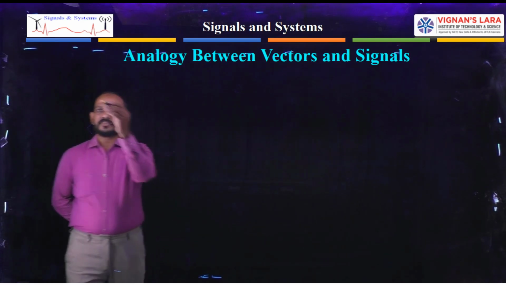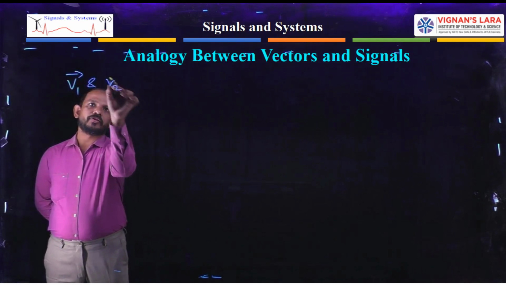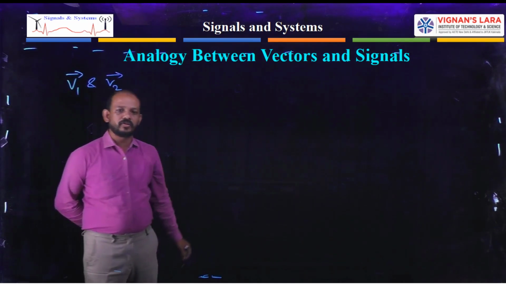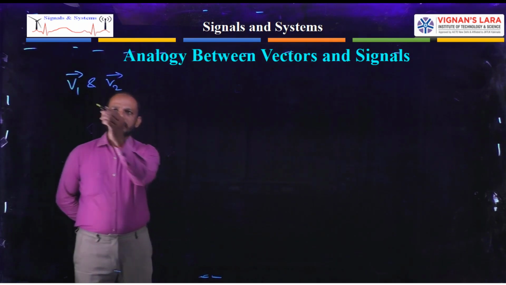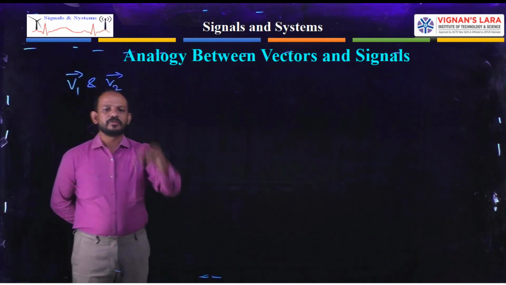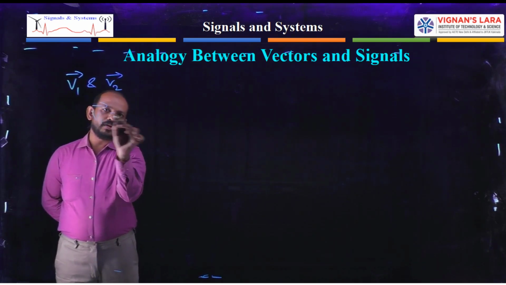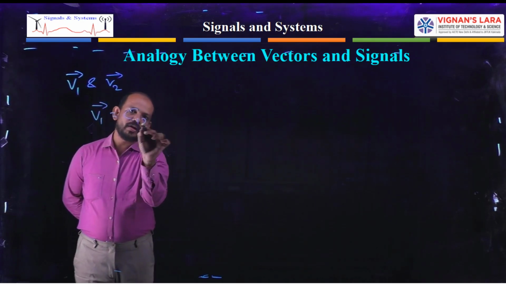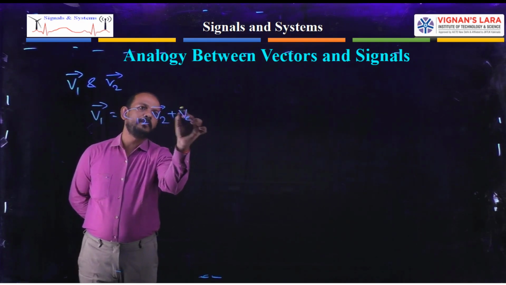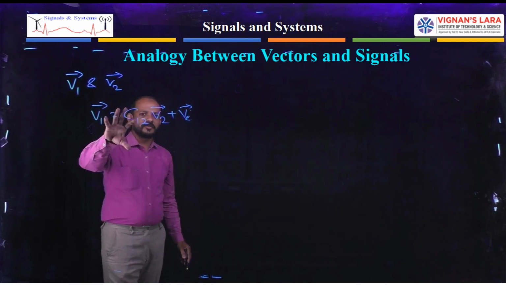Let us take two vectors, v1 bar and v2 bar. We all know that vectors are represented with bold letters or an arrow mark on the top. Now I want to represent vector v1 in terms of vector v2. That will be represented by v1 bar equal to c12 v2 bar plus v e bar. This is the error vector. I already explained all these concepts in the previous class.